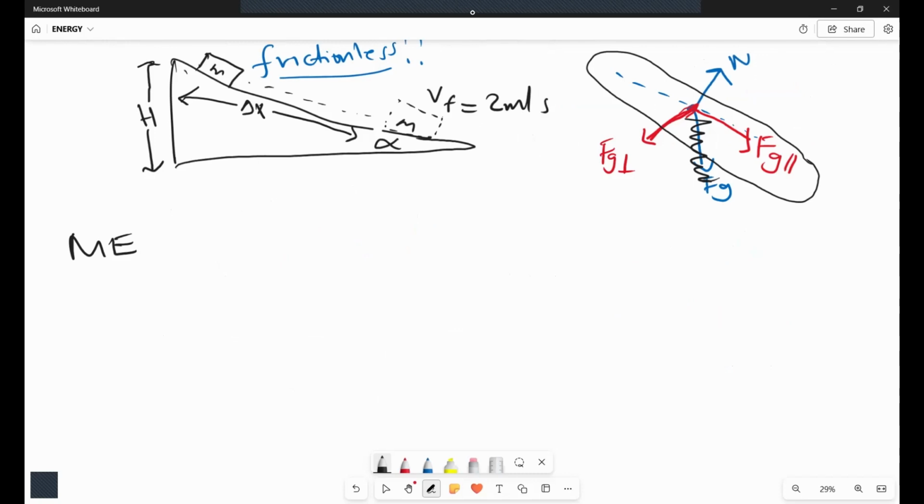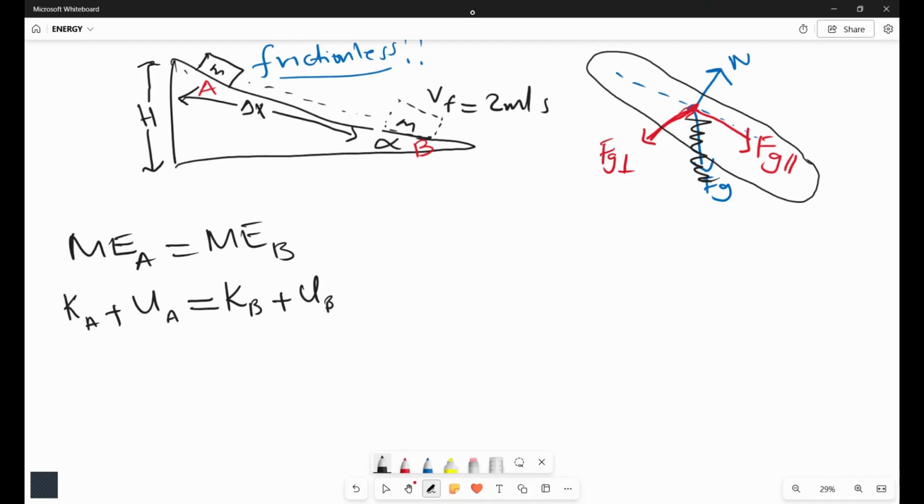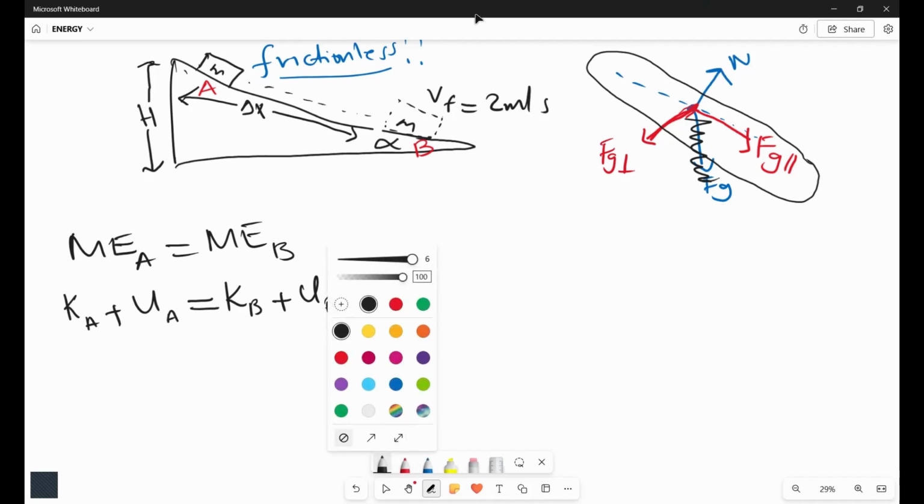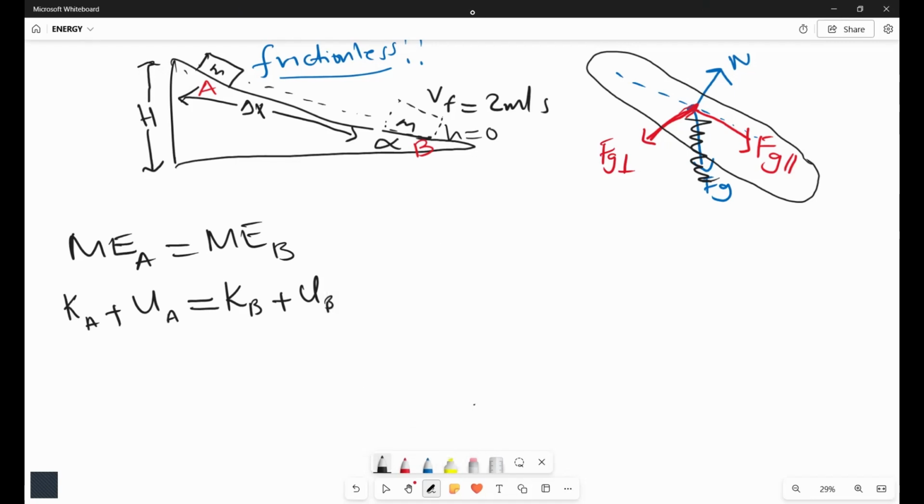Let's say this is point A, then this is point B. Now, mechanical energy at point A is equal to mechanical energy at point B. Remember what mechanical energy is? It is kinetic energy at A plus potential energy at A. It is equal to what? Kinetic energy at B plus potential energy at B. Let's say here our vertical height is 0.